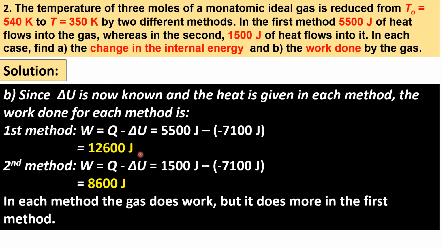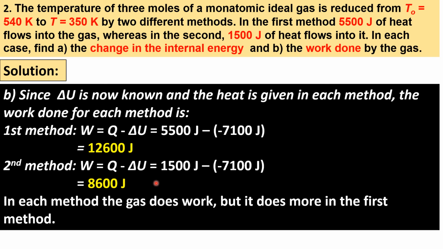And that is in the first method. Notice that the work done is positive, meaning the work is done by the system or by the gas, as also suggested in the question. Now, for the second method, the work, again using the same formula, is computed as 1,500 joules of Q, or heat, minus negative 1,700 joules, and we will get an amount of work equal to 8,600 joules, obviously much less than the amount of work done by the gas in the first method.